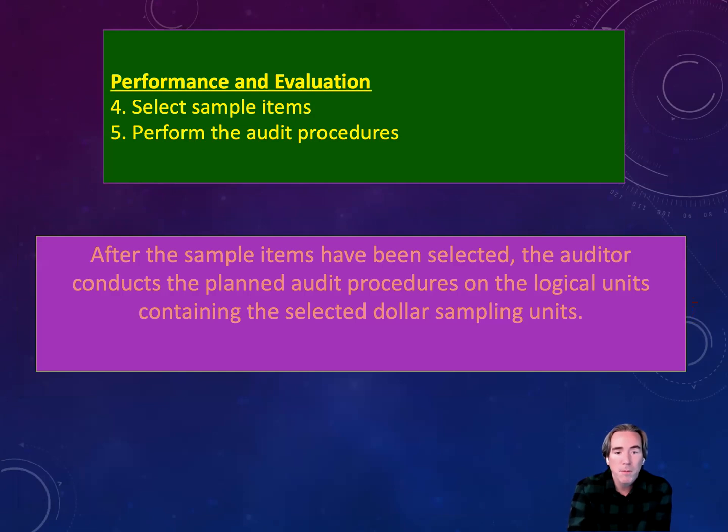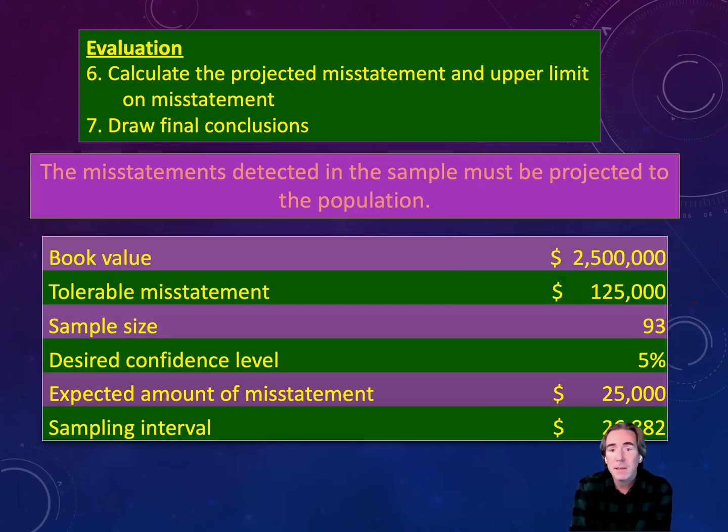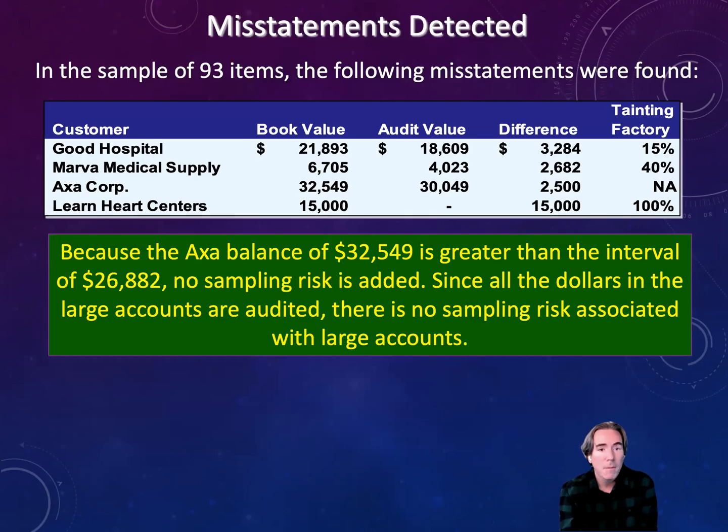So then we're going to perform our audit procedures, meaning now that we've identified these accounts, we're going to look, is that account fairly stated? If it's misstated, is it overstated, understated, and what's its true value? In this case, we audited 2.5 million. We said we could tolerate 125,000. We have our 93 sample intervals, and we expected 25,000 in misstatements, and our sample interval was 26,882. We found 4 errors.